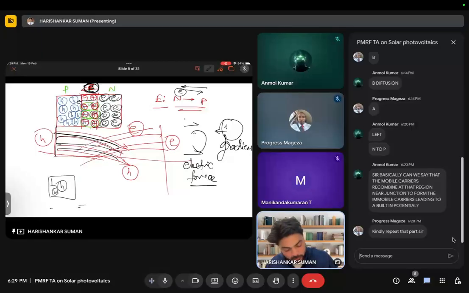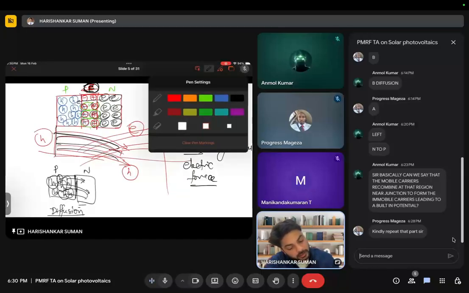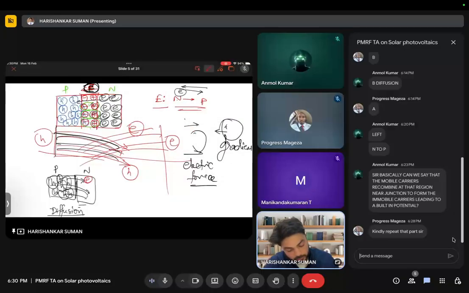Holes, you have too much holes. If there is nothing, holes want to move. This is due to the gradient of the number of holes, which is higher on the p side and very less, or negligible, on the n side. So this is called diffusion, due to the concentration gradient of holes. Is this point clear?